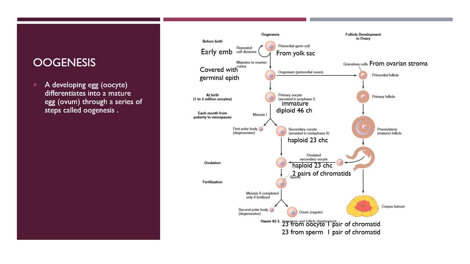Oogenesis is a series of steps that involve the development and differentiation of an immature egg, which is called an oocyte, into a mature egg, which is called an ovum. That is what we refer to as oogenesis. So let's start at the beginning.